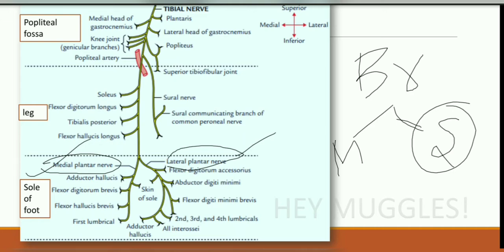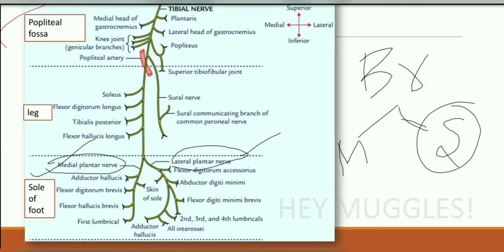As it is supplying the posterior compartment of your leg, it is giving the sensory supply to the calf, and as it is supplying the muscles of your sole, it is supplying the complete sole also, as well as the lateral border of your foot and the medial and lateral side of the heel.